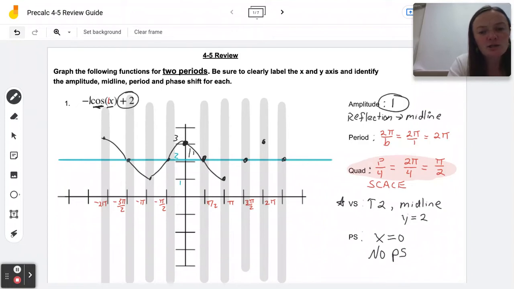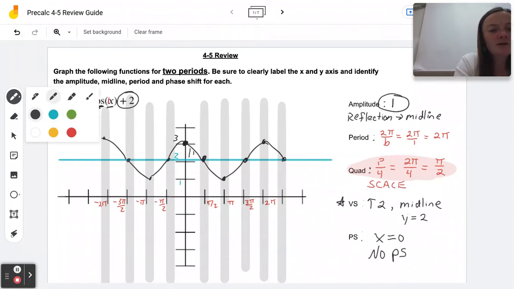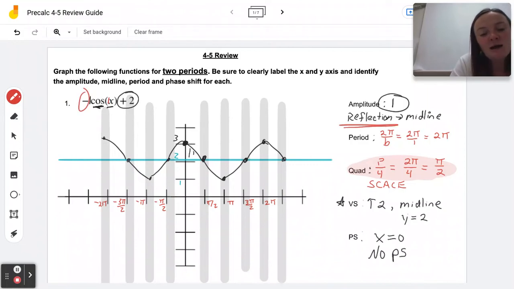Once we have our generic cosine graph, the very last step we need to do is focus on this negative, the reflection. I'm going to reflect this entire graph across the midline, which means any point on the midline is not going to change. But any point that's a max or min is going to change into a minimum or a maximum. So if it's a max, it changes to a min. And if it's a min, it changes to a max.